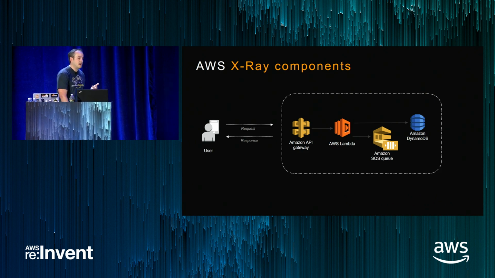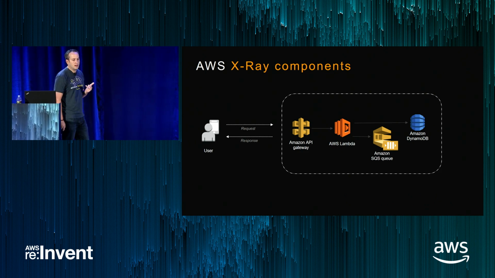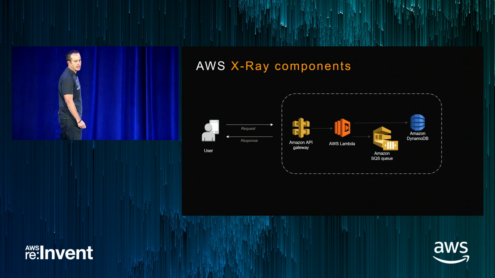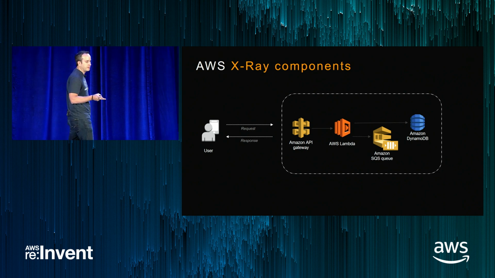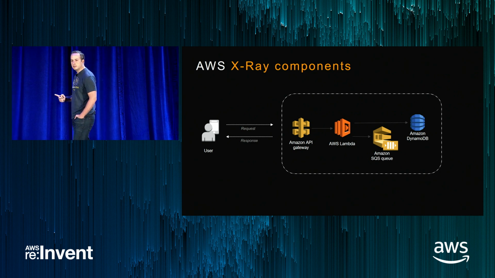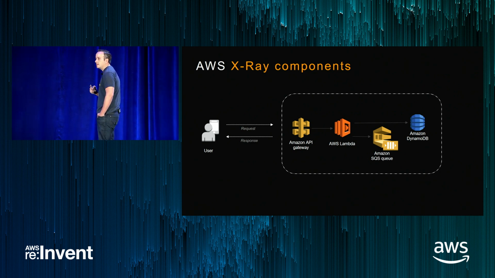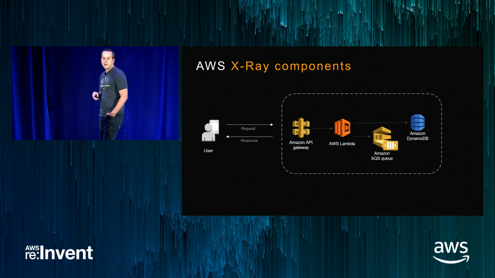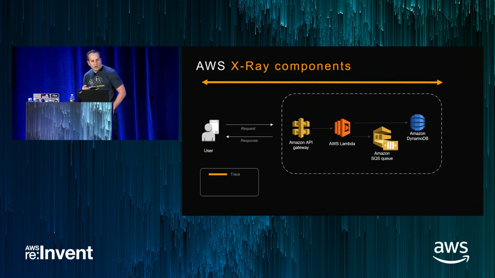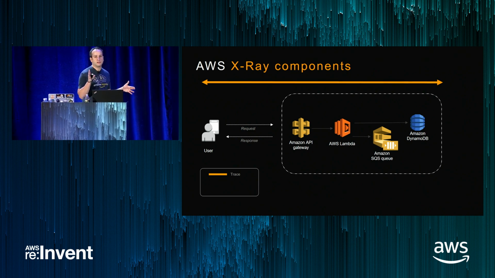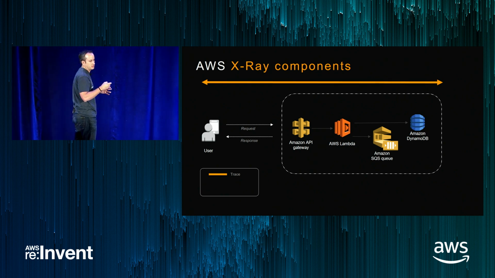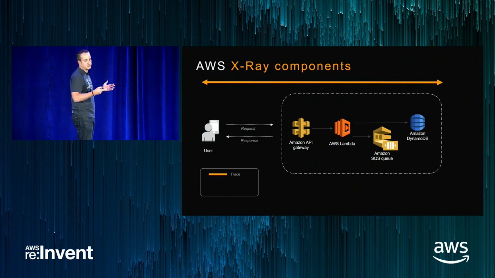Last but not least, AWS X-Ray. So let's say we have an application that is running behind API Gateway. My users interact with that through a mobile phone, send a request to API Gateway that then calls a Lambda function that interacts, let's say, with DynamoDB and an SQS queue. So in X-Ray, we call a trace the whole end-to-end interaction from the user sending the request until the response gets back to the user. That's what we call a trace.